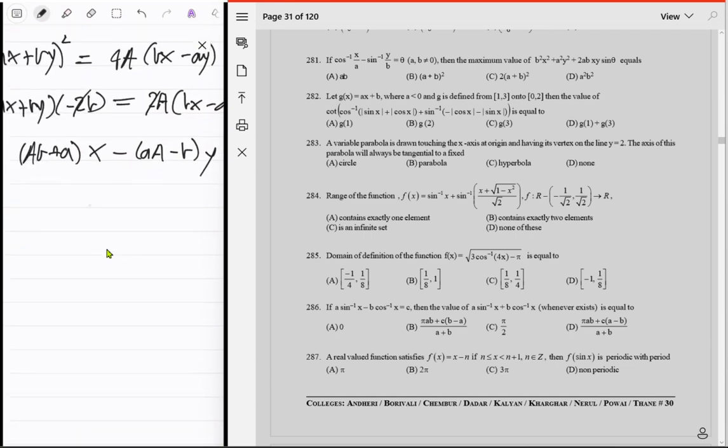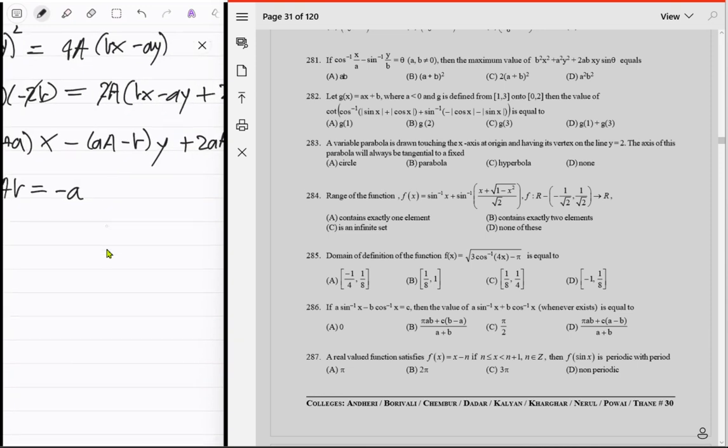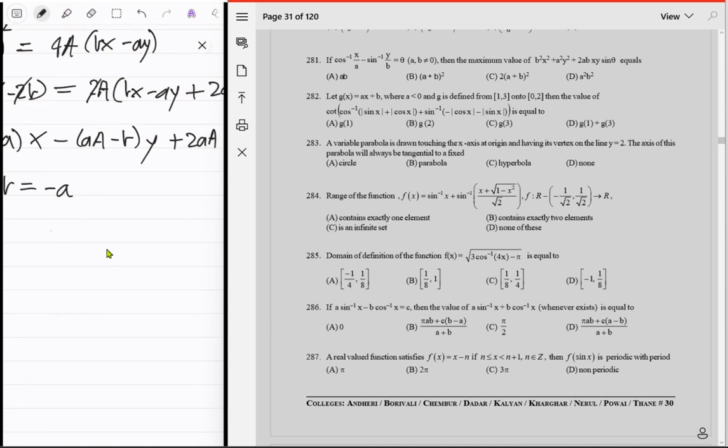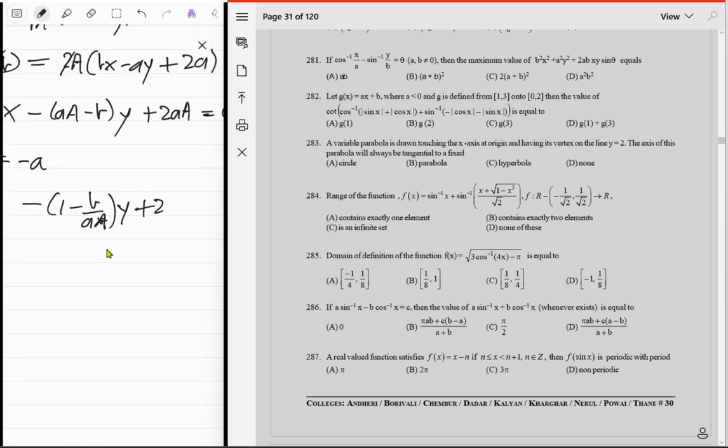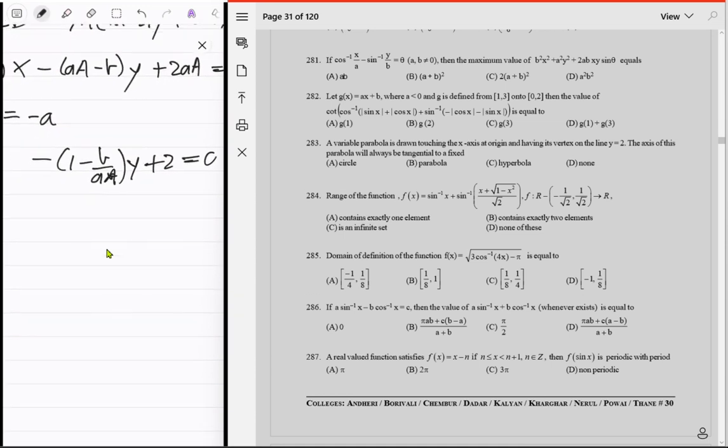First of all, we already know that ab is equal to negative a, and secondly we know that here it should be negative, which means when I divide this, it becomes what? It becomes negative of 1 minus b upon a y plus 2 equal to 0. Here 2 will come, which means this should be just negative 1, right? So it's equal to negative 1. Oh God, what am I doing? So 2 is equal to b upon a.